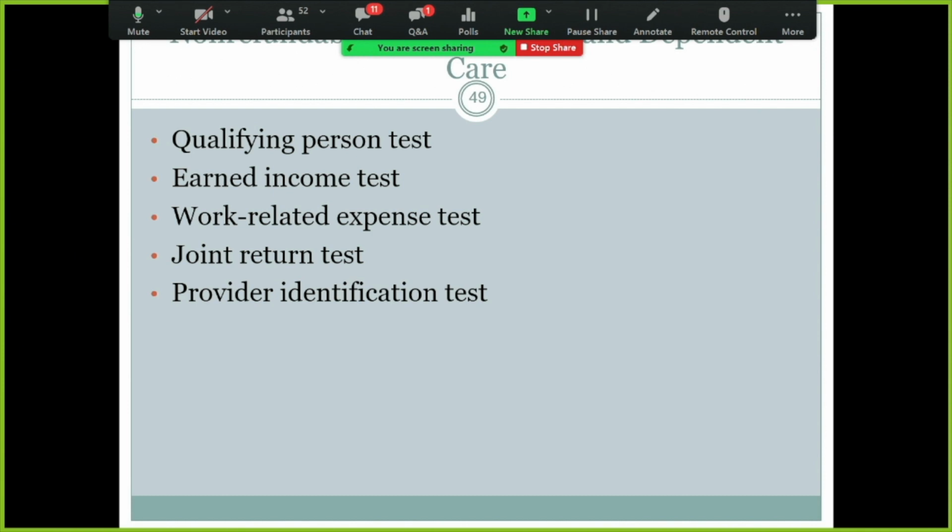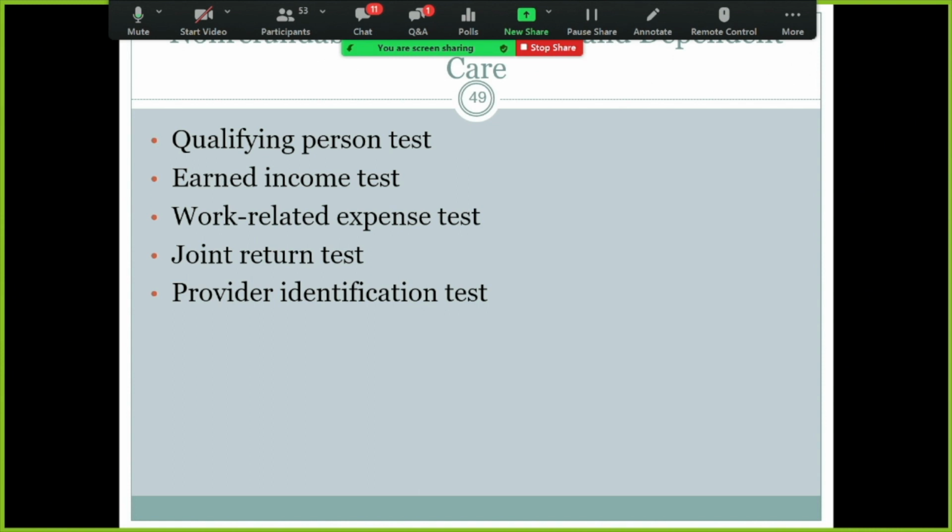Non-refundable credits, child and dependent care. There are 5 tests. The qualifying person tests, and we talked about that under G10. Earned income tests, work-related expense tests, joint return tests, and provider identification tests. On G-11, there is a screening sheet, and you'll see screening sheets throughout the 4012 that can really help you answer, or if you have questions about this particular issue.